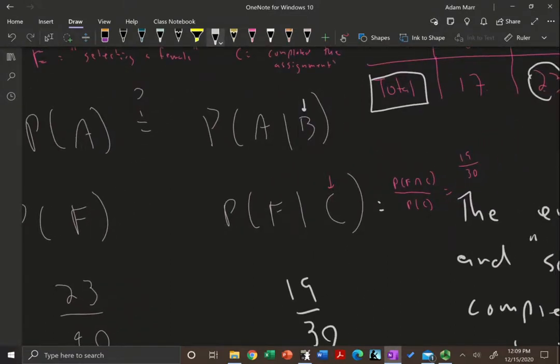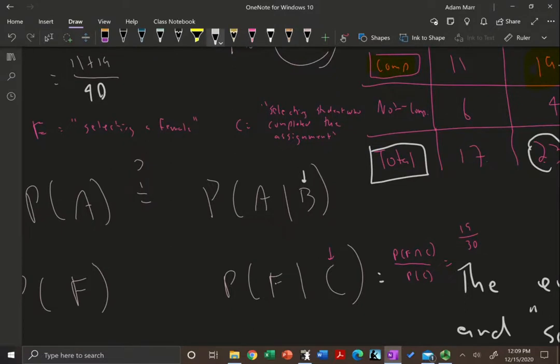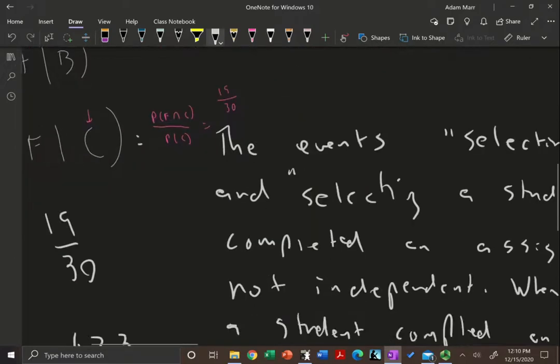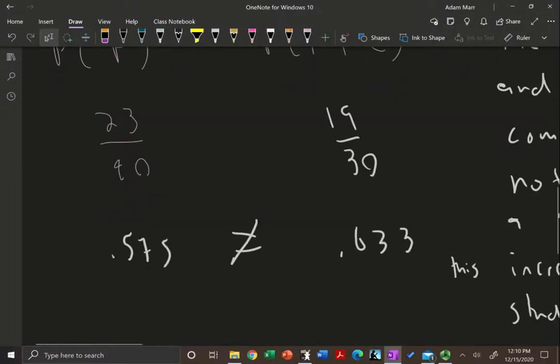Now, the probability of selecting a female given that that student completed the assignment. F and C, the probability of F intersection C, is female who completed the assignment. There it is right there. That is 19. And the probability of just the students that completed the assignment, how many completes do we have? 30. Yeah, the probability would be 19 over 40 divided by 30 over 40. We don't need to do that. We have a table here, so it's just going to be 19 over 30. There we go. All right, so we get the decimals right here.